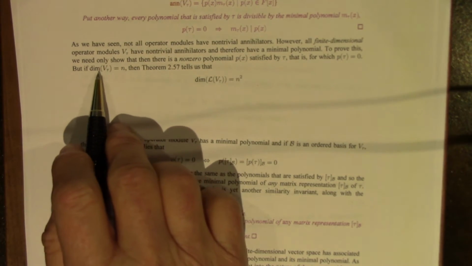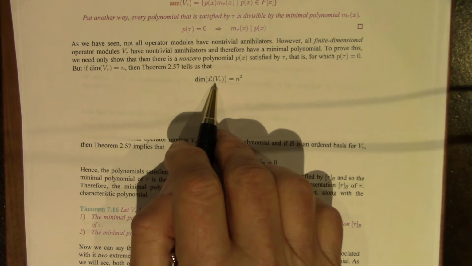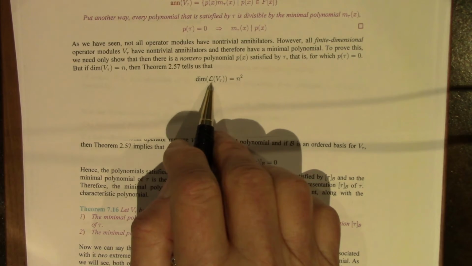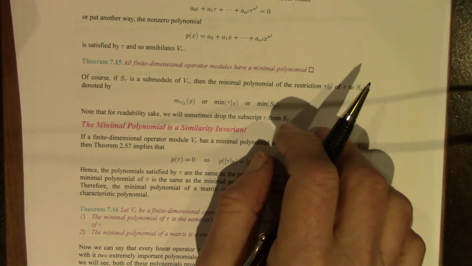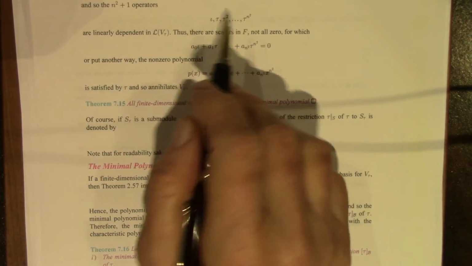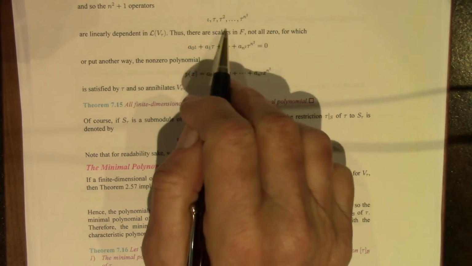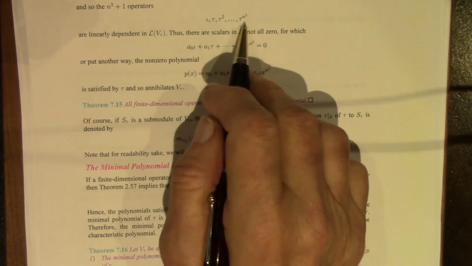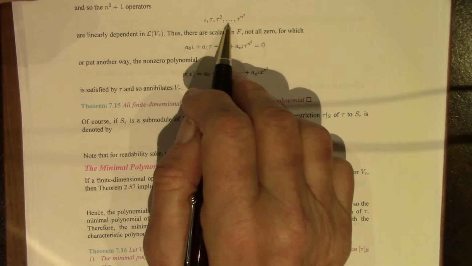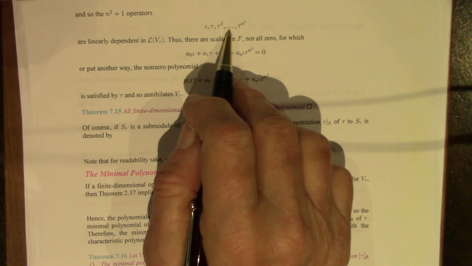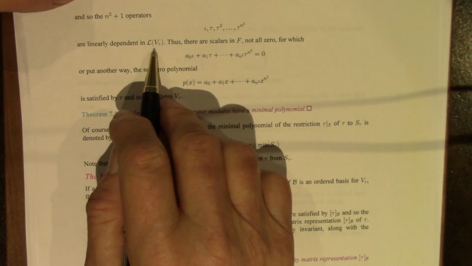But if the dimension of V is n, then the dimension of the vector space of linear operators on V is n squared. We talked about that some time ago. And so this list of operators, the identity, tau, tau squared up to tau to the n squared, there are n squared plus 1 of these, but the dimension is only n squared, so they must be linearly dependent. Here we see the importance of the fact that L(V_tau) is also a vector space.